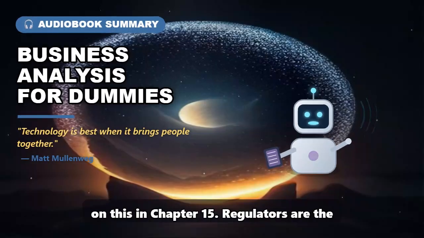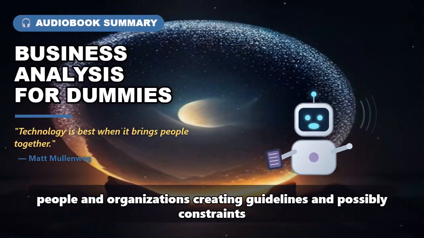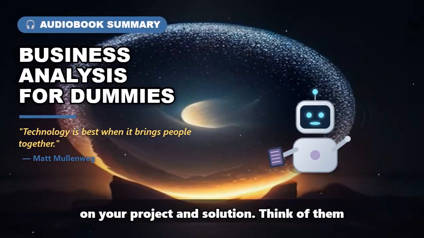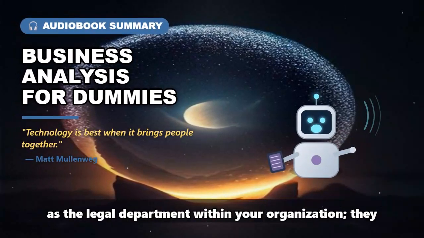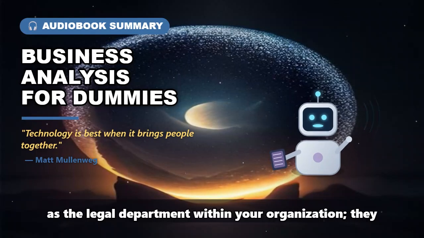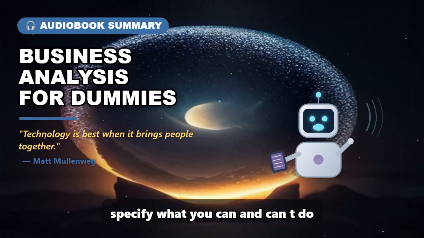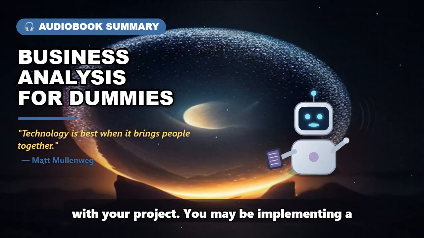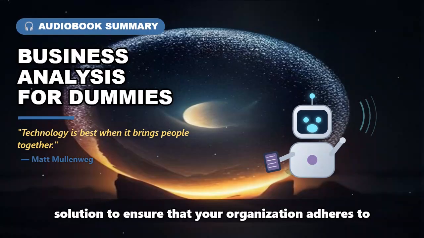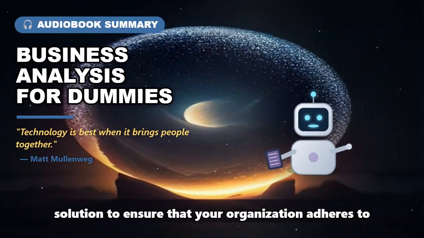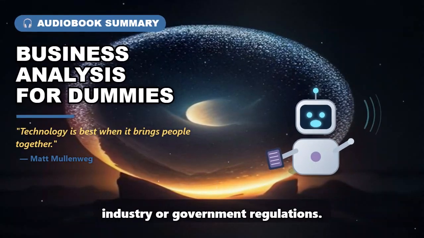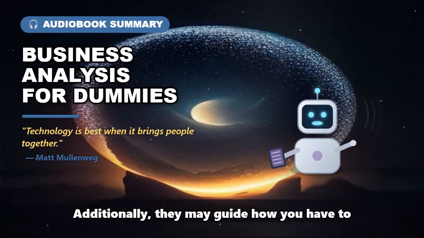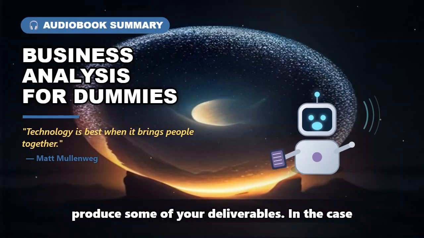Regulators are the people and organizations creating guidelines and possibly constraints on your project and solution. Think of them as the legal department within your organization. They specify what you can and can't do with your project. You may be implementing a solution to ensure that your organization adheres to industry or government regulations. Additionally, they may guide how you have to produce some of your deliverables.